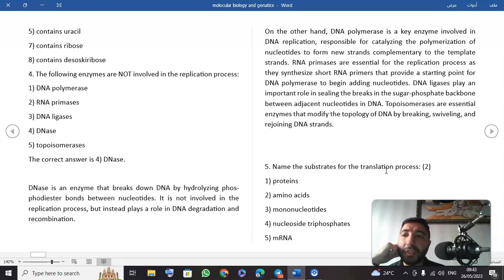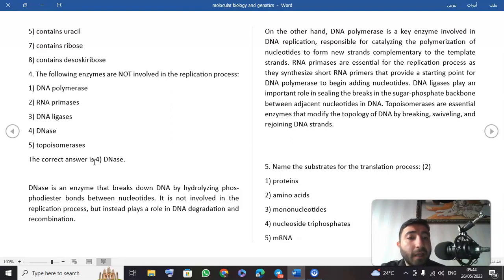As well, question number 4. The following enzymes are not involved in the replication process. The correct answer is number 4, DNase, because it breaks down DNA by hydrolyzing phosphodiester bonds between nucleotides, and it's not involved in the replication process, but instead plays a role in DNA degradation and recombination. On the other hand, DNA polymerase is the key enzyme involved in DNA replication, responsible for catalyzing the polymerization of nucleotides to form new strands complementary to the template strand.